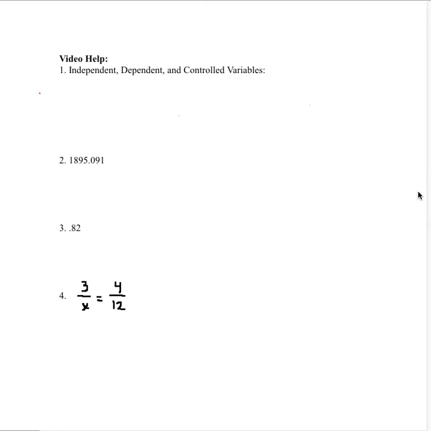So what I'm going to do in this, guys, is go through and explain all the concepts that we've learned so far and review them. If you had any issues, I'm hoping this will give you the opportunity to go through them and really understand them. The first thing that I'm going to talk about is independent, dependent, and controlled variables.